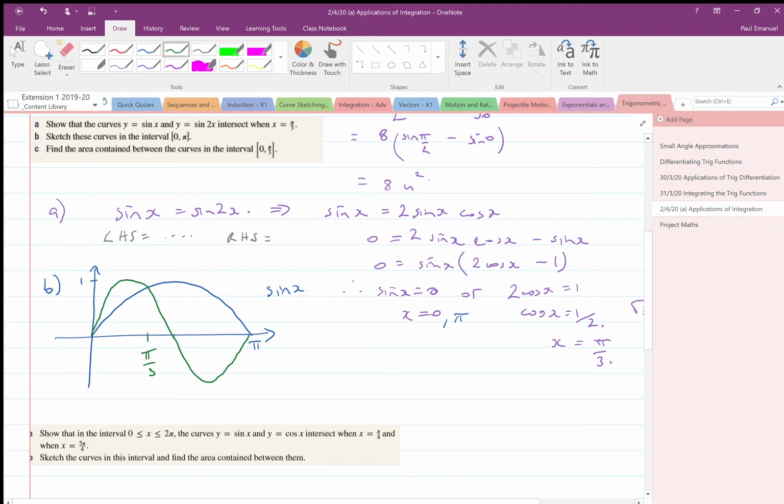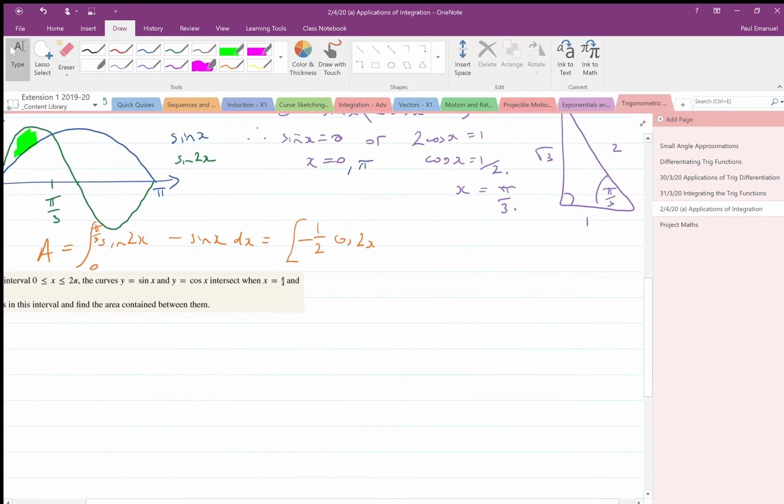Find the area contained between the curves in this interval. So that's this bit here. Sorry, I forgot to label. So the area is top minus bottom. The top is sine 2x. Bottom is sine x, and the limits are 0 to pi over 3. So that's negative a half cos 2x plus cos x.